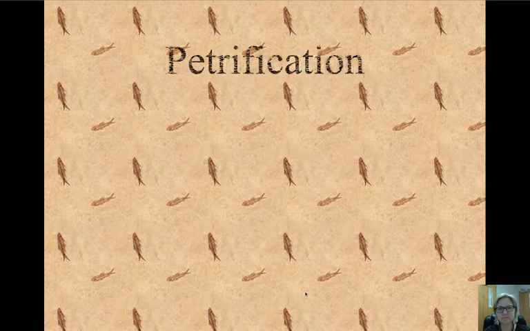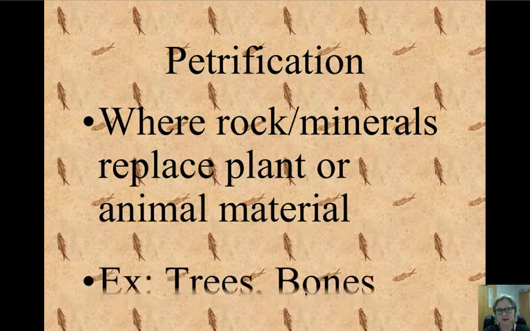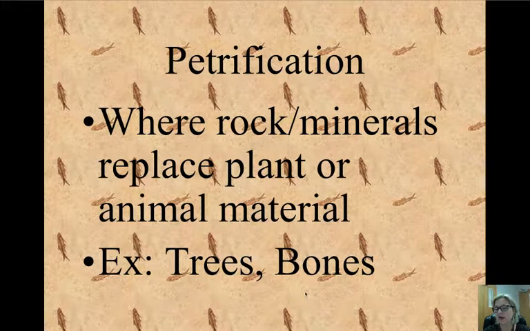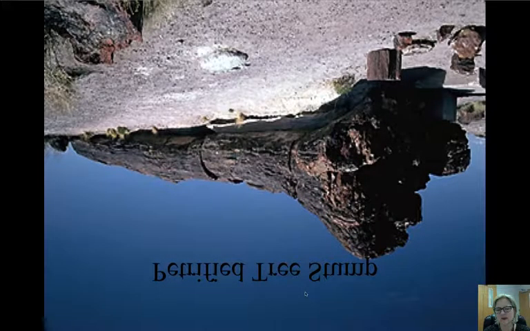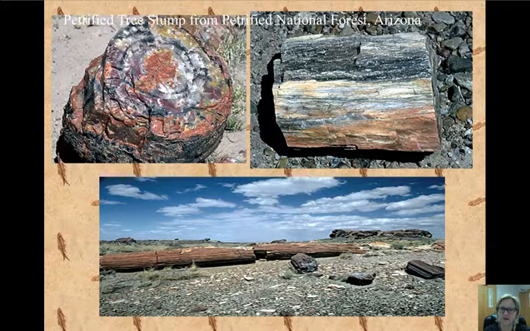So what is petrification? It's where rocks and minerals replace plant or animal material. So let's take a look at what that means. For example, trees and or bones. And the most common one, trees. Take a look. This is a petrified tree stump. The picture's kind of pixelated, but basically it looks like a tree, but that's solid rock. You can find these in the petrified forest in Arizona.